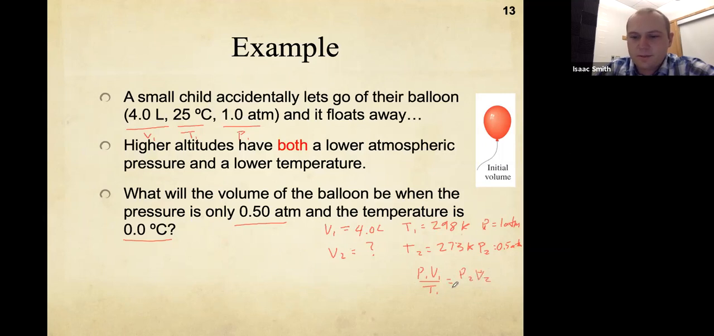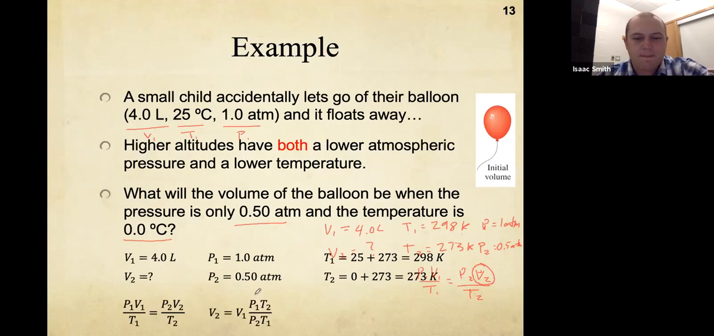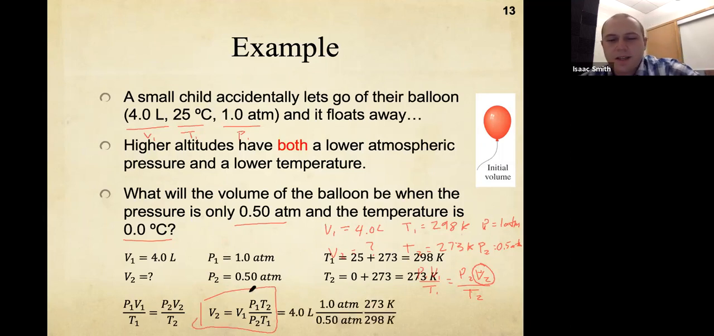P2V2 over T2. All right, so we have P1, V1, T1, we have P2, we have T2, we're solving for V2. So once you figure this out, the next tricky part is just reorganizing the equation to solve for V2, right? Reorganized, this would be how you solve for V2. Should be comfortable doing this algebra at this point, hopefully. And then you're plugging all the numbers in and you're getting your answer, okay? It's the same process kind of as we work through these problems.